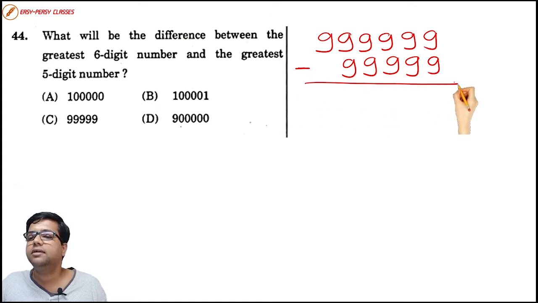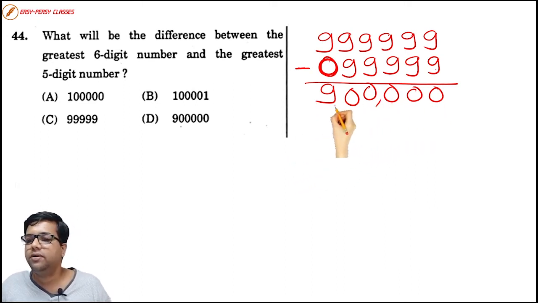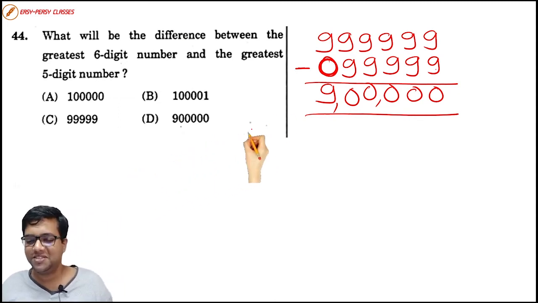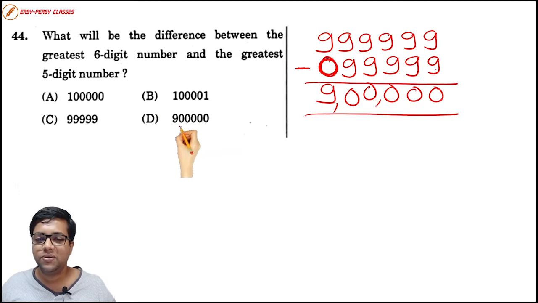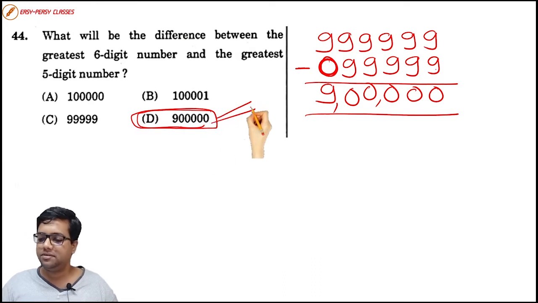You need to subtract them. 9 minus 9 will become 0. 9 subtracted by 9, 0, 0, 0. Here nothing is there. In this place nothing is there. You will keep 9 as it is. So what is the value you are getting? You are getting the value of 9 lakh. 9 lakh in Indian number system, right? So do we have anywhere such an answer? We have in option number D. So option number D is the right answer.